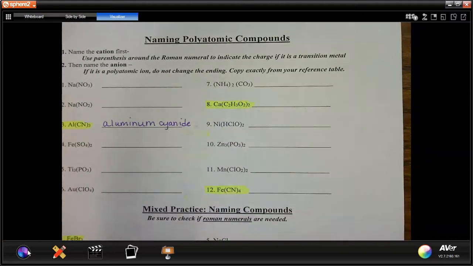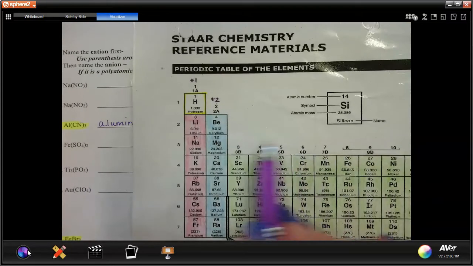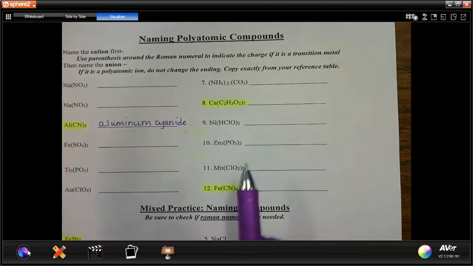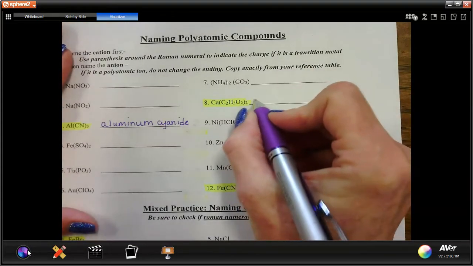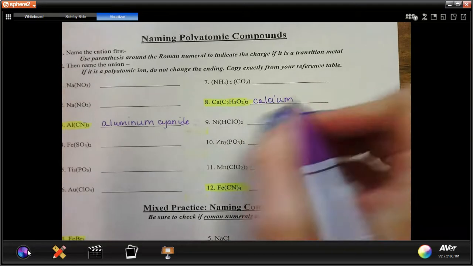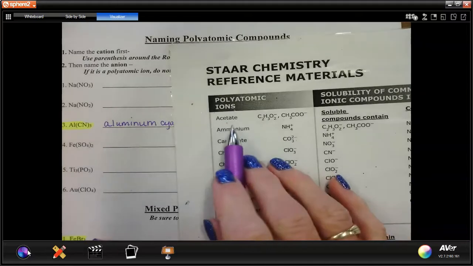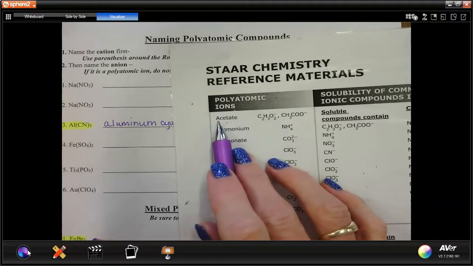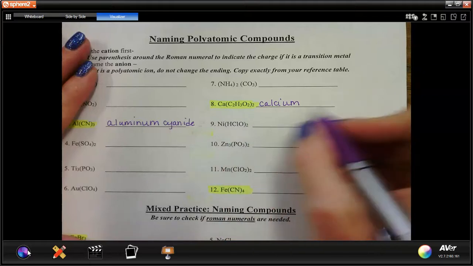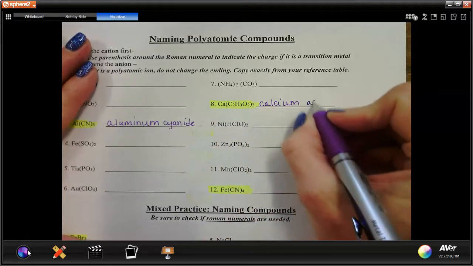Number 8, check and see if calcium is a transition metal. Calcium's right here, not a transition metal, so this doesn't get a Roman numeral in the name. So I write the name for Ca, which is calcium, and find C2H3O2 on my list. It's right here. It's acetate. And remember, don't change the ending when you do these polyatomic ions, or when you're naming these polyatomic compounds. This is calcium acetate.